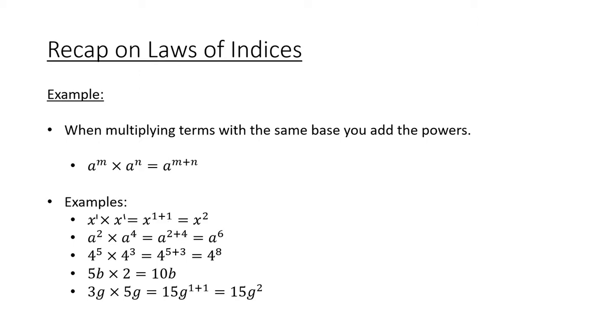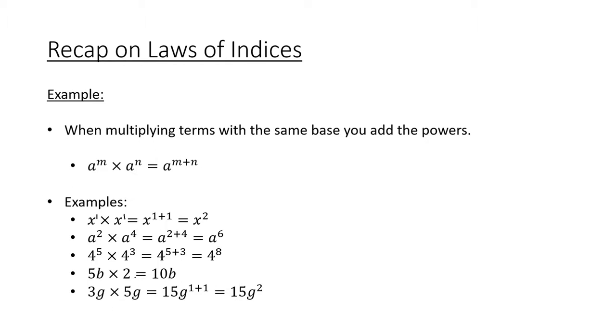We've got a to the power of 2 multiplied by a to the power of 4. Our base stays the same and we add our powers, so 2 plus 4 gives a final answer of a to the power of 6. We've got 4 to the power of 5 multiplied by 4 to the power of 3. Our base stays the same as 4, and then all we do is add our powers, so we end up with 4 to the power of 8.